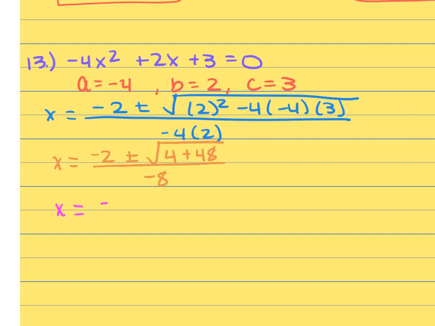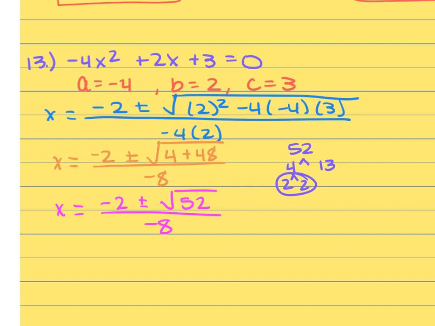We have x is equal to negative 2 plus or minus the square root of 52 all over negative 8. The 52 is going to be 4 and 13. The 4 is 2 and 2. So this is going to simplify to be x is equal to negative 2 plus or minus 2 square root 13 all over negative 8.